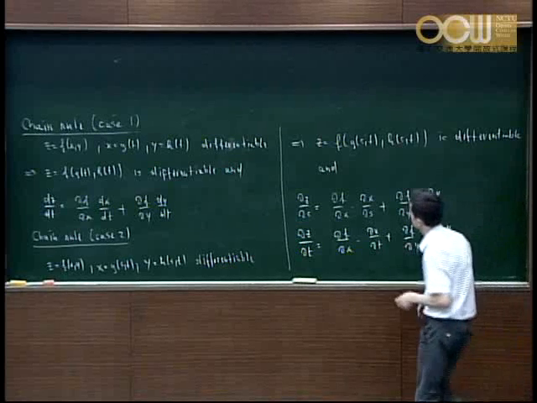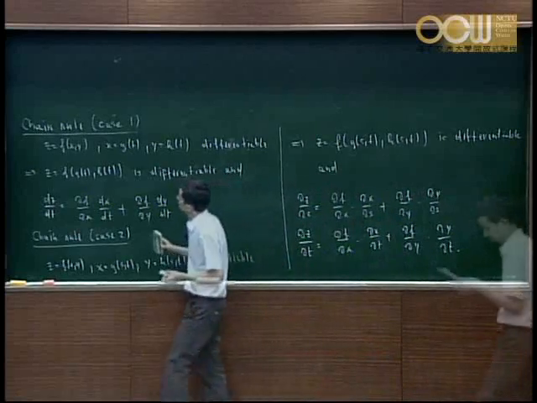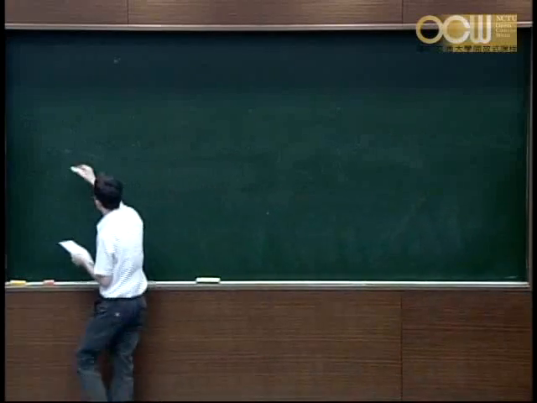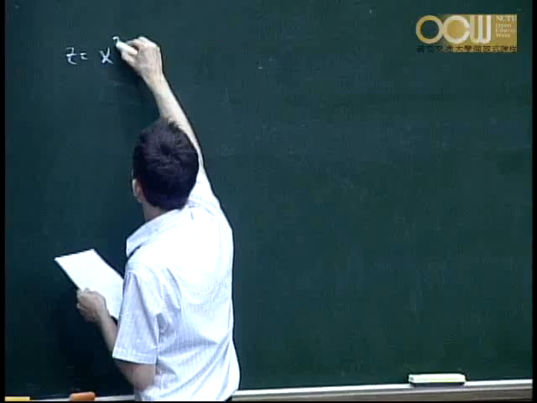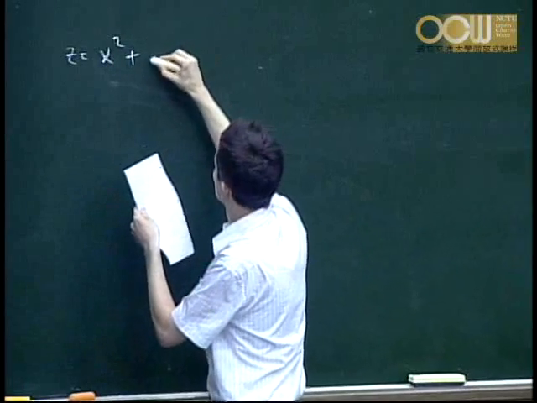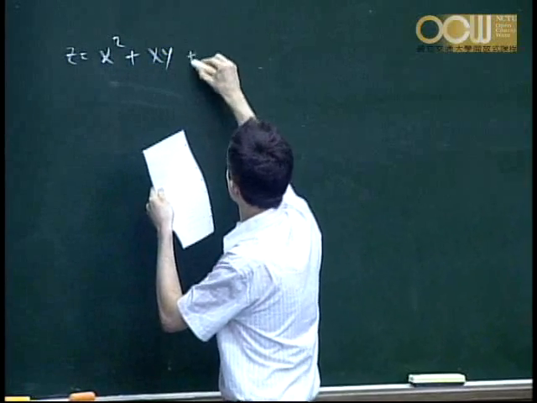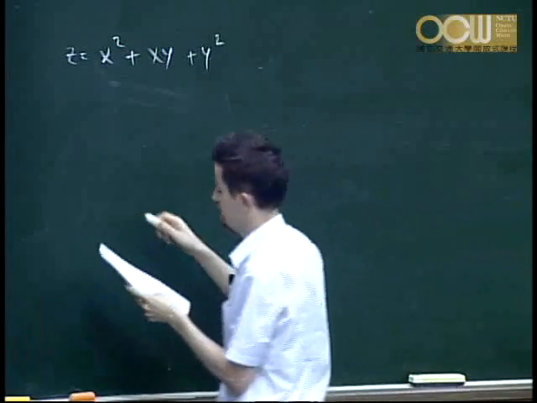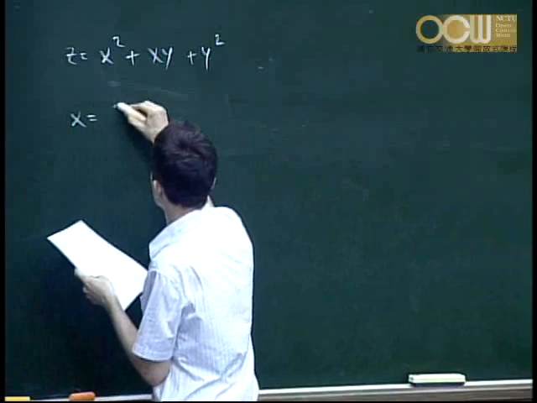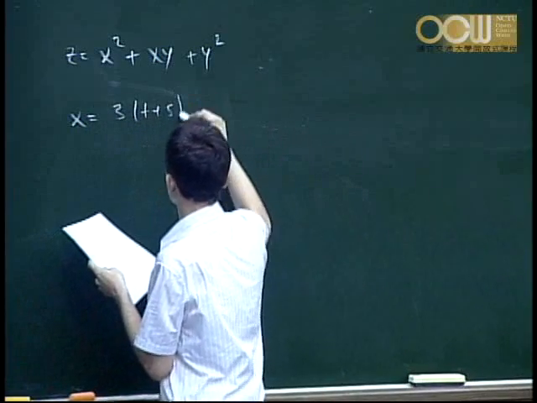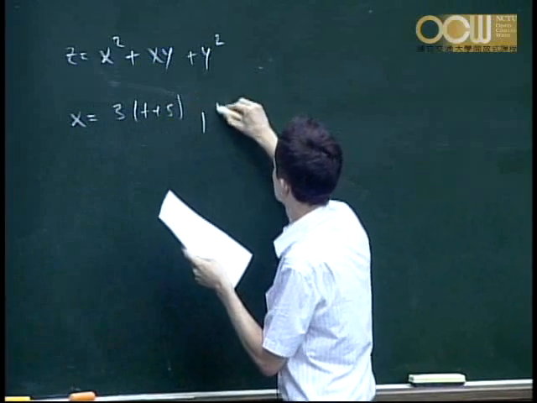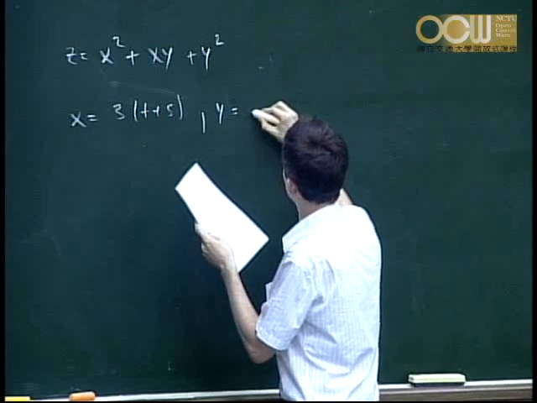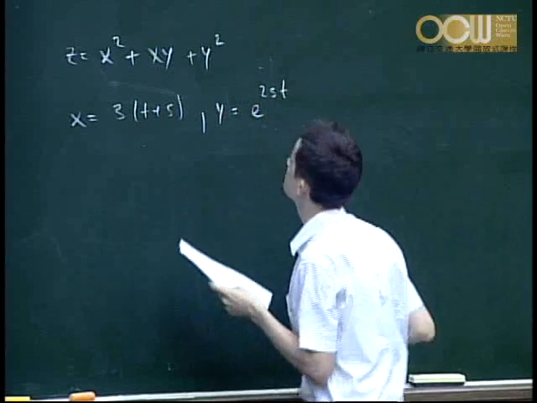Maybe let's just look at a simple example. So for instance, if this is our function z, and we have an x which is 3t plus s, and we have a y which is e to the 2st.